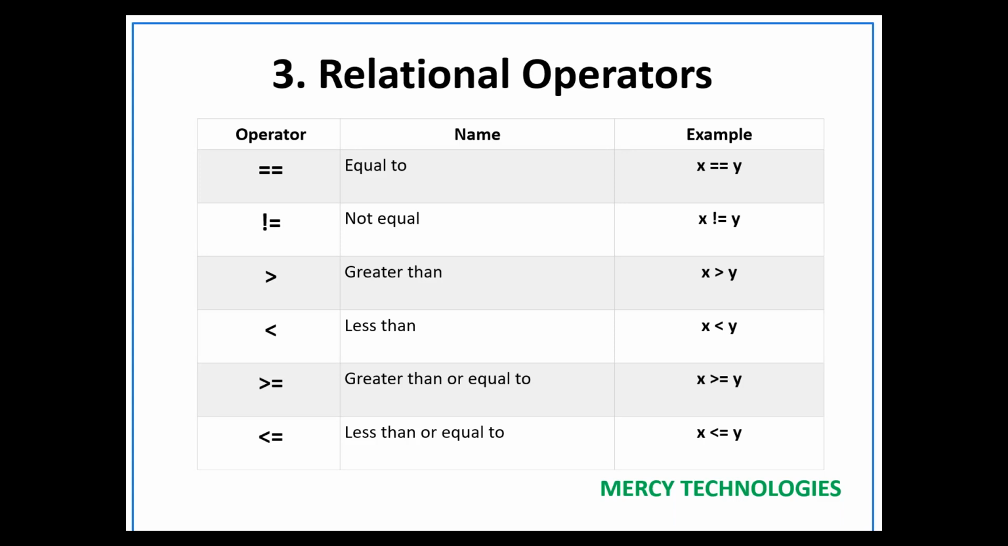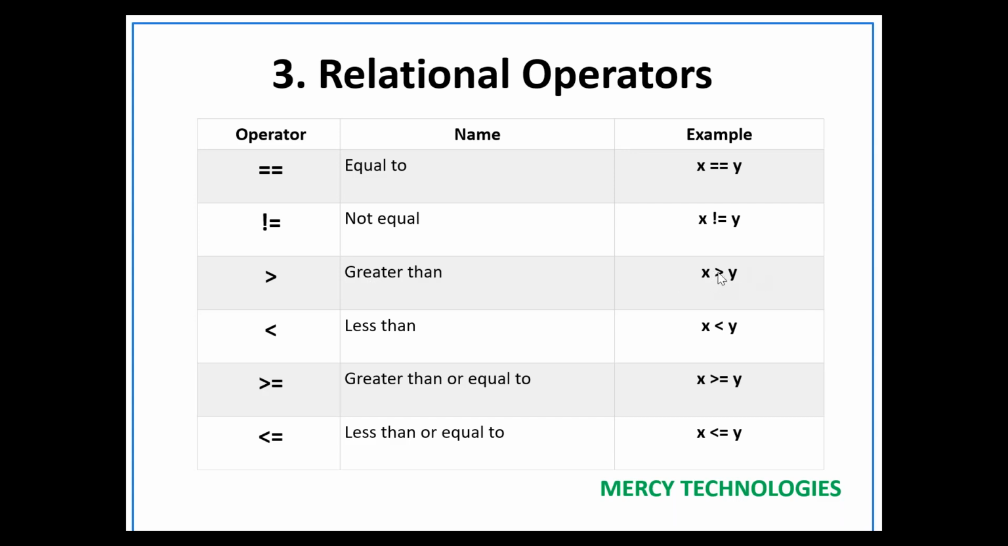If I mention double equals, it means it will check whether two variables or values are equal to one another or not. If I mention exclamation equals, it means not equals. It will check whether two values or variables are not equal. If they are not equal, then it will return true, or else it will return false. You might be aware of these things.